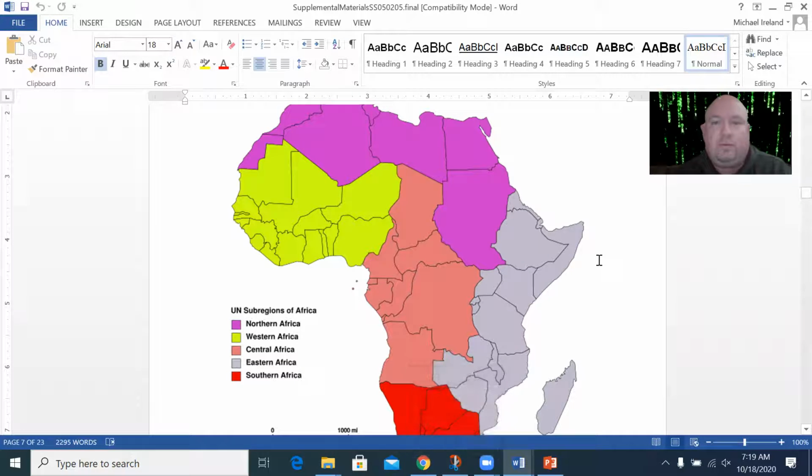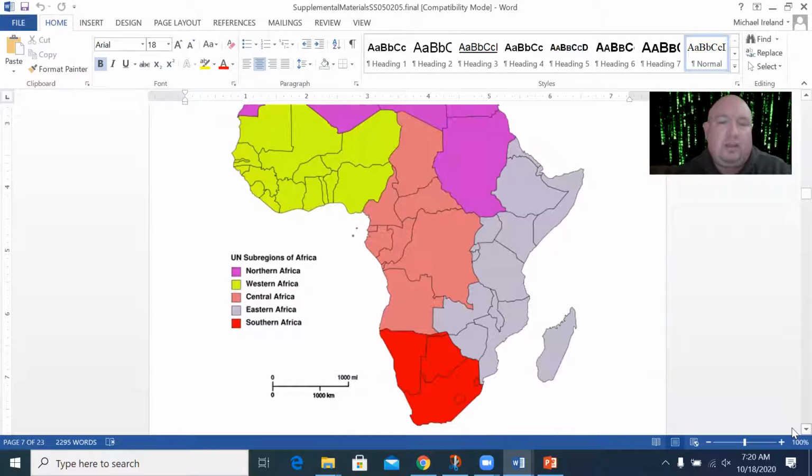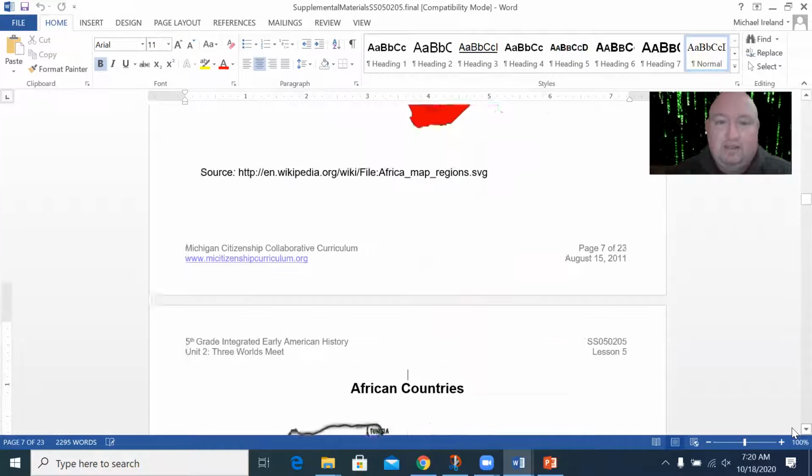So that runs up from the Horn of Africa, Somalia, sticking out here. We're going down all the way to Madagascar. And in the red, we have Southern Africa, which largely still includes the country of South Africa. So let's see what else we can find on this document.